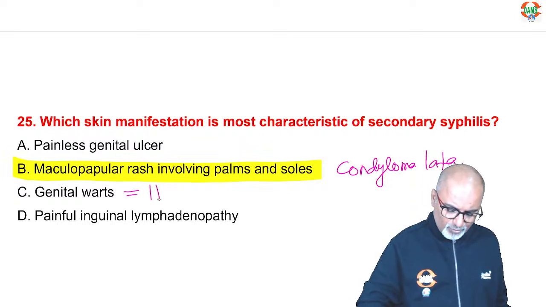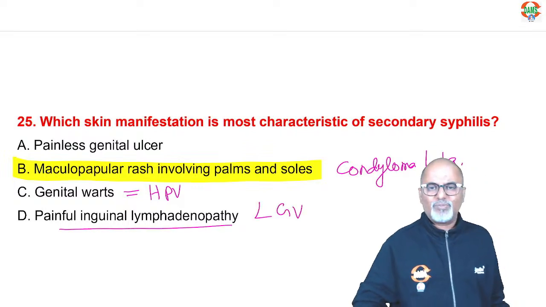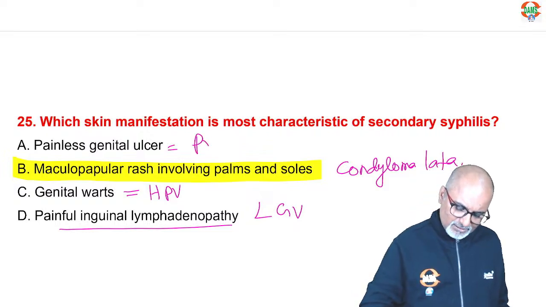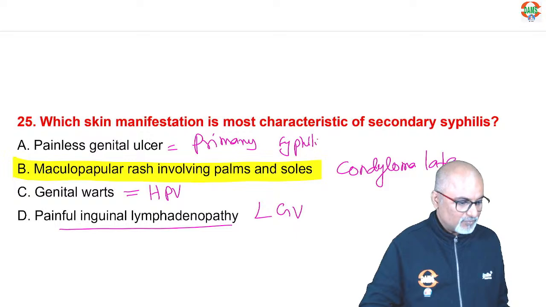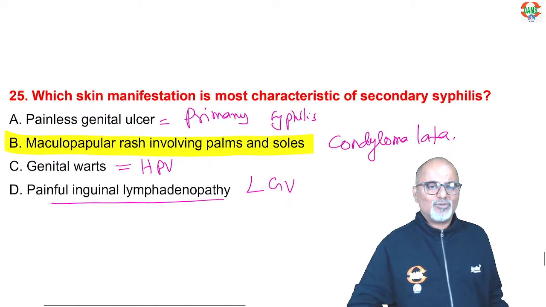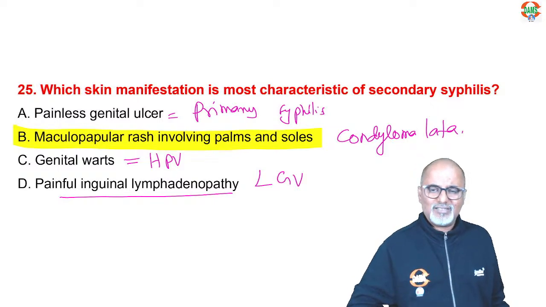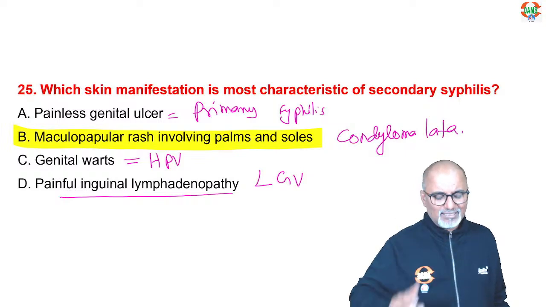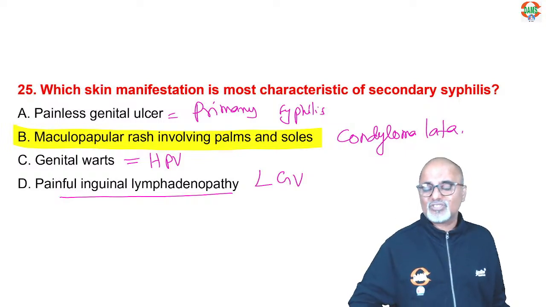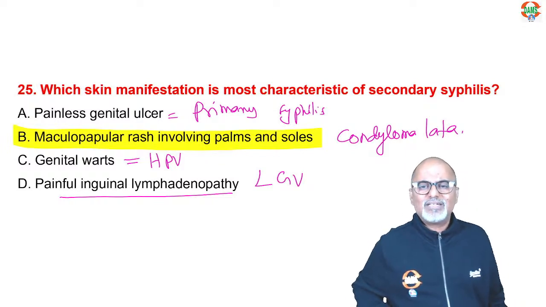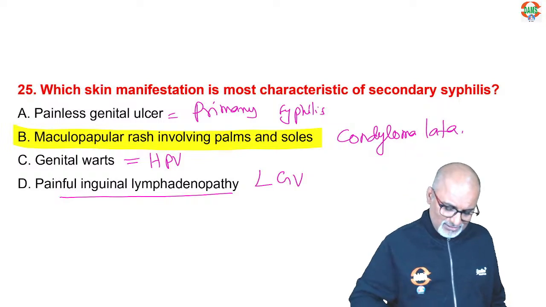Genital warts are caused by human papilloma virus. Painful inguinal lymphadenopathy, LGV, lymphogranuloma venereum. Painless genital ulcer, primary syphilis. They want secondary syphilis, so you can go. Tertiary syphilis is cardiovascular syphilis, aortic aneurysm, neurosyphilis, general paralysis of insane, tabes dorsalis, many are there. Maculopapular rash involving palms and soles is condyloma lata. Condyloma acuminata is genital warts.